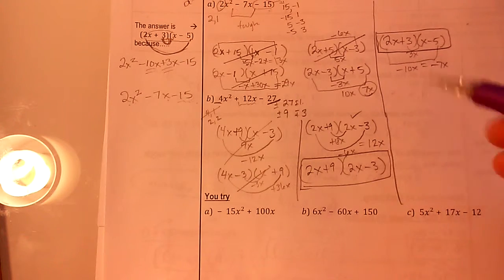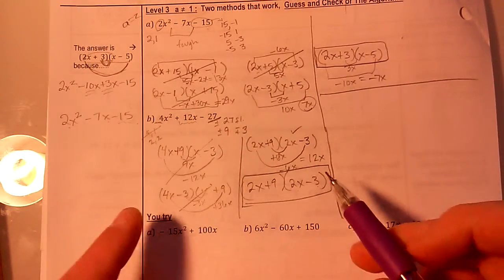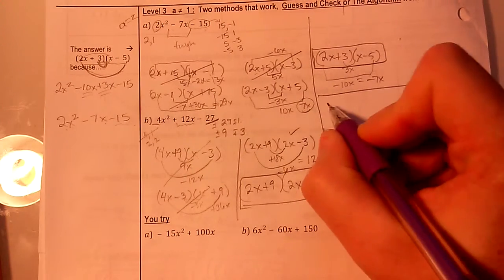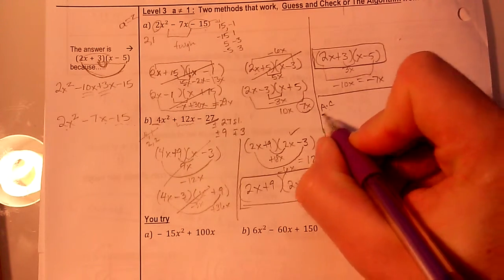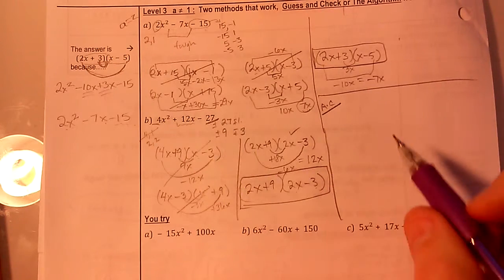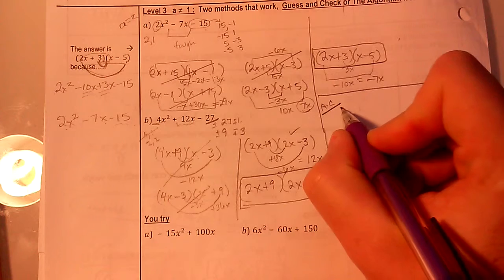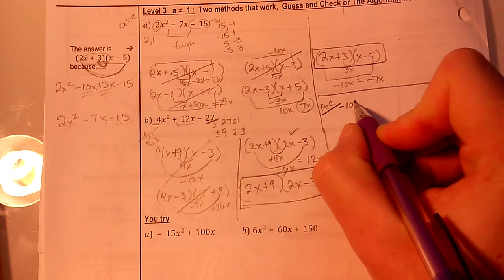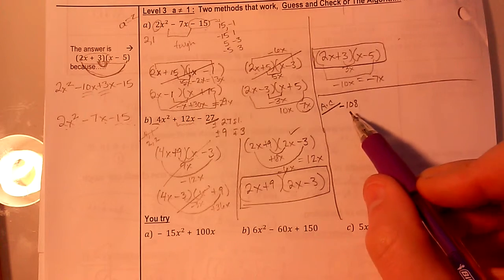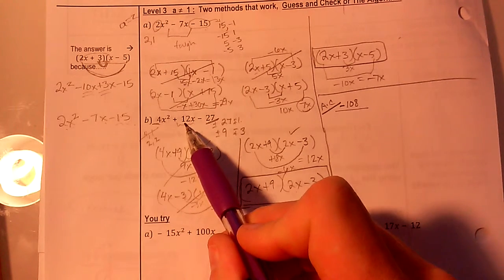Okay, so let's go with method 2 here. Same problem, so I know the answer, but let's just go ahead and try the algorithm. So a times c is our first step. 4 times -27. Oh, this is going to be messy. Let's see, 54 and double that is a -108. Okay, so now I need factors of 108 that add to 12.